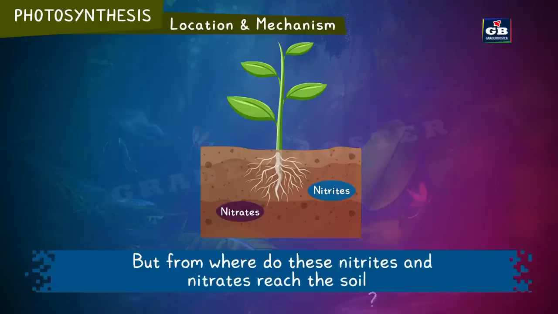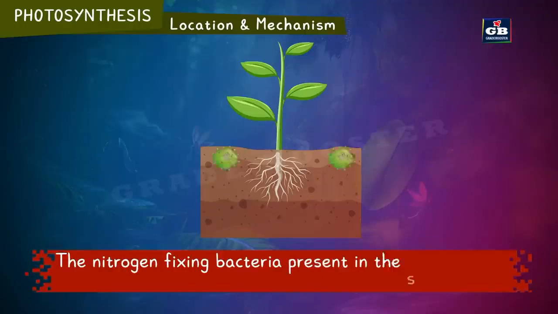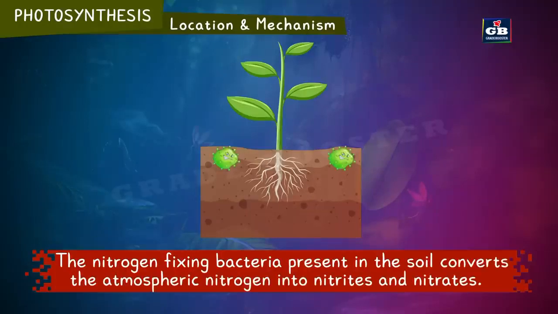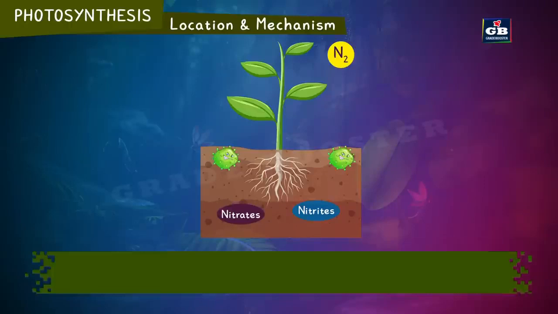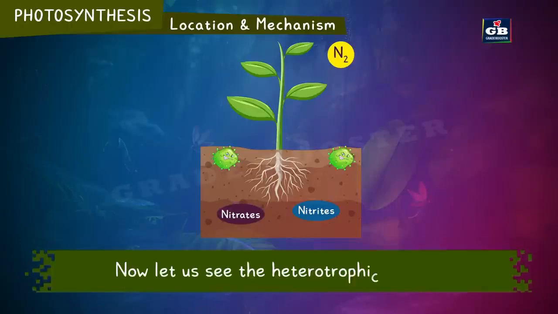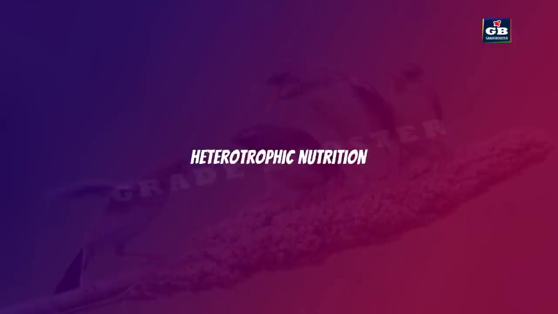But from where do these nitrites and nitrates reach the soil? The nitrogen-fixing bacteria present in the soil convert the atmospheric nitrogen into nitrites and nitrates. This is all about nutrition in plants. Now let us see the heterotrophic nutrition.